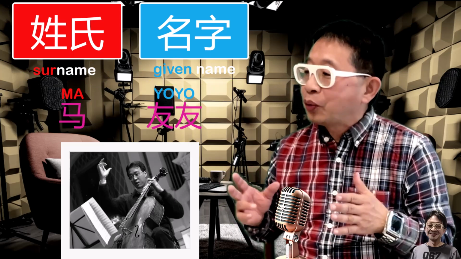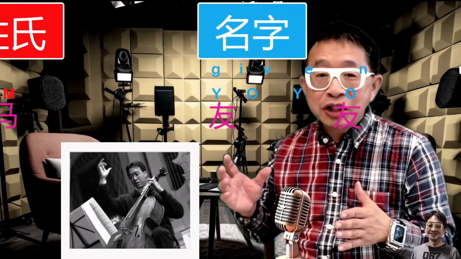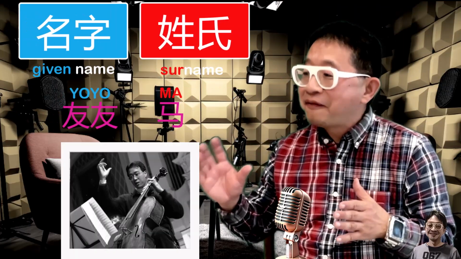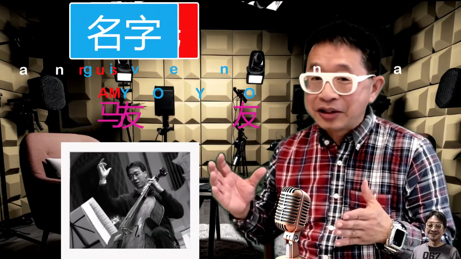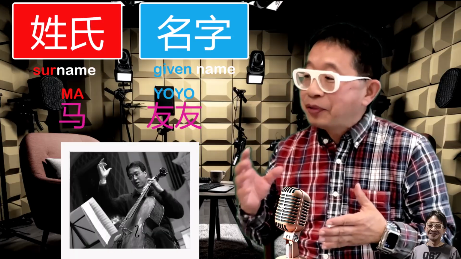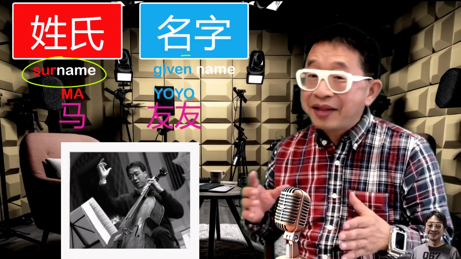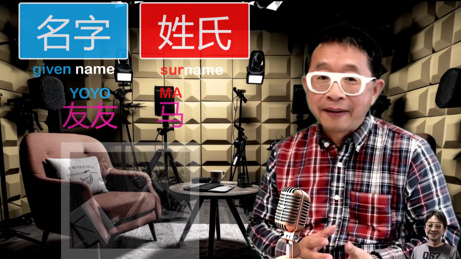The only difference between these English names and these East Asian names is that in English, you put the given name first, followed by the surname, whereas in Chinese and other East Asian languages, you put the surname first, followed by the given name. But the same two elements are there, the surname and the given name. The only difference is that the order is reversed. Now, this similarity applies only in the modern era.